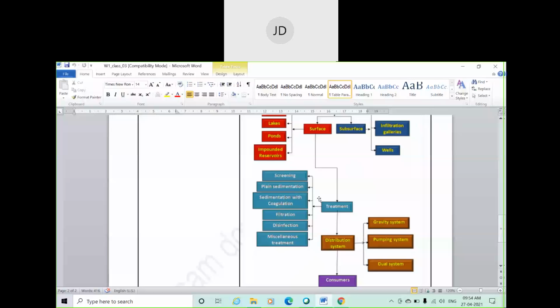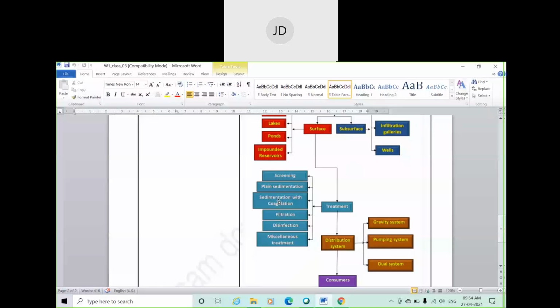So what is the purpose of the sedimentation tank? To settle suspended impurity. I have just given the raw view of the sedimentation tank. After sedimentation, we have to go for coagulation and flocculation. Coagulation and flocculation are also used to remove impurities like suspended impurities.